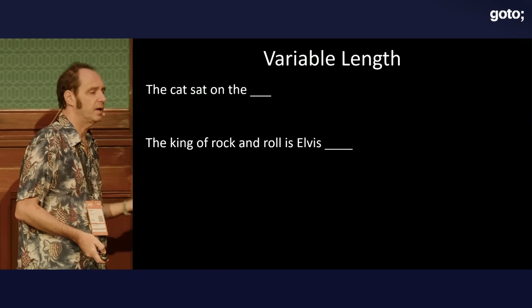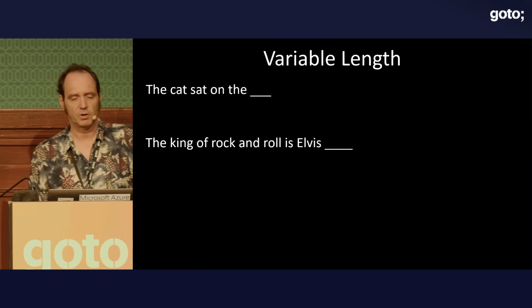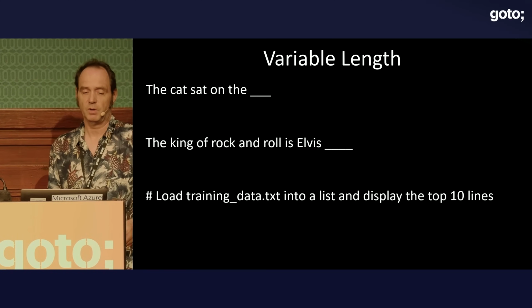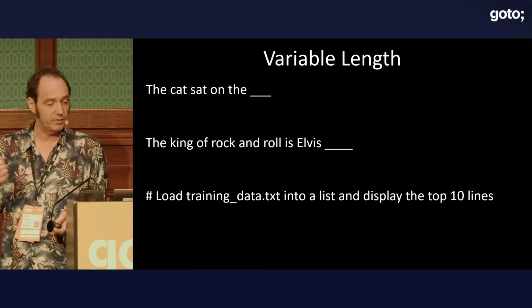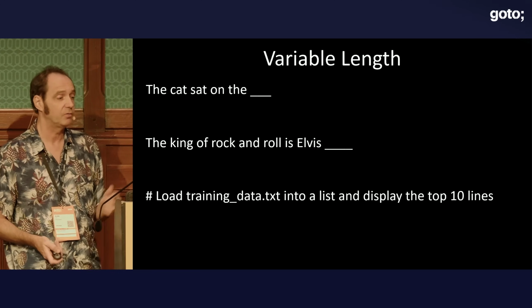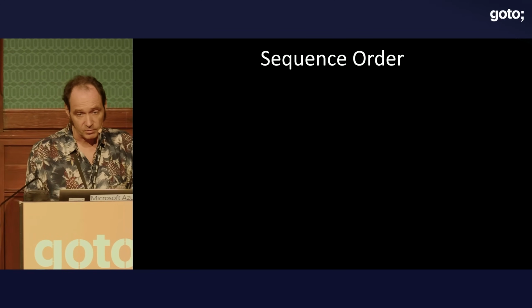Sequence prediction can be of variable length. So we can have different lengths: "The cat sat on there." "The king of rock and roll is Elvis something." Or, "Load the training data.txt into a list and display the top 10 lines." And it will produce some Python code to do that for us.